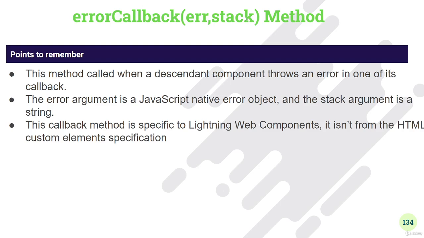This method is called when a descendant component throws an error in one of its callbacks. Basically, this lifecycle hook is used to catch an error that occurred in any of the other lifecycle hooks. Okay, let's go and see this.